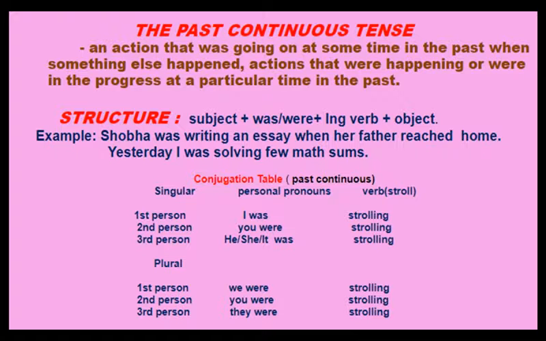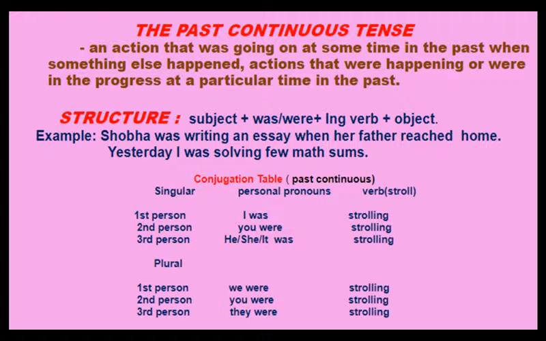See, the longer action is expressed in the past continuous form, while the shorter action is usually expressed by using the simple past. Is this clear? The structure of the past continuous tense is subject plus was/were plus verb ing form plus object. Look at the conjugation table. Here I have used the verb stroll, which means walking in a leisurely way.